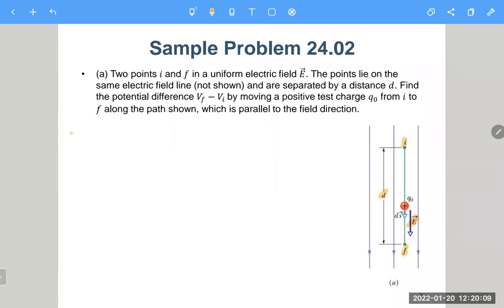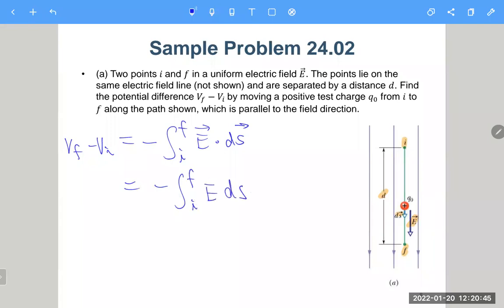Okay, so this one, we have Vf minus Vi equals negative integral of E dot ds. Suppose this path is from the initial point to the final point, so ds is pointing downward, and the E field is also pointing downward. So we can simply write it as integral of E ds, because both of them point in the same direction. So we just drop the cosine of 0 degrees, which is nothing but one here. The E field is uniform over the whole space, which is like integrating a constant, which is nothing but E times D, where D is the length of this path. So we have negative ED.